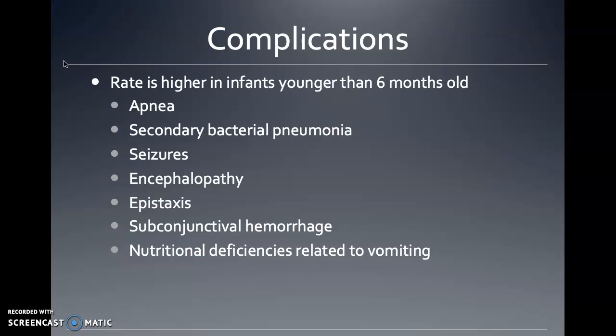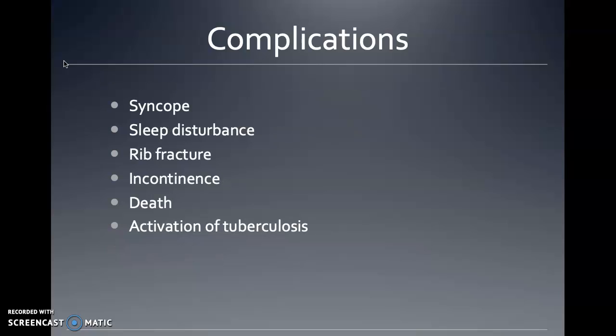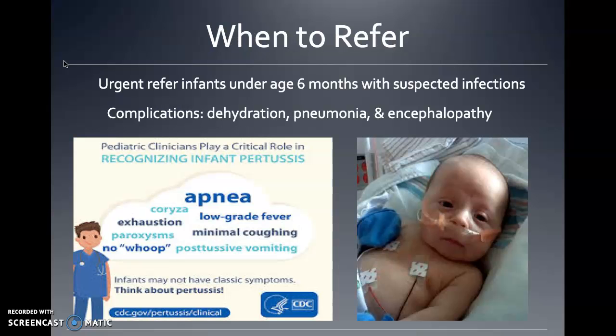Regarding complications, the rate is higher in infants younger than 6 months old, and it can be pneumonia. They can develop secondary bacterial infections, pneumonia, seizures due to hypoxia. They can have encephalopathy, nosebleeds, subconjunctival bleeds due to violent cough, and also nutritional deficiency related to vomiting. They can have syncope, sleep disturbance because it always happens at night, rib fracture, incontinence, death, and activation of tuberculosis.